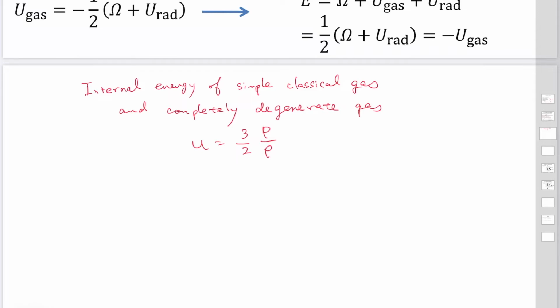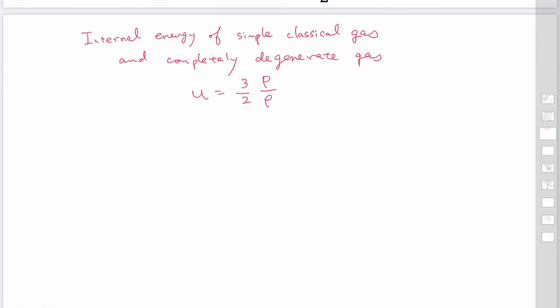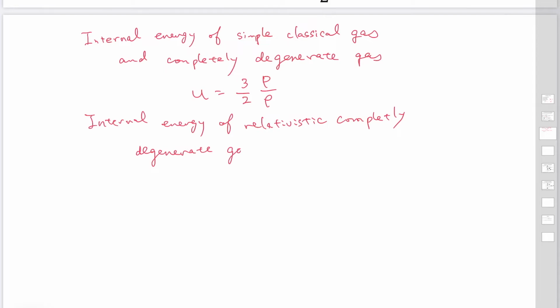In the case of the internal energy of a relativistic completely degenerate gas, and radiation, the internal energy is expressed as 3 times P over rho.